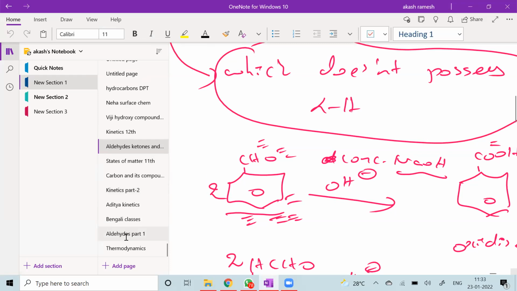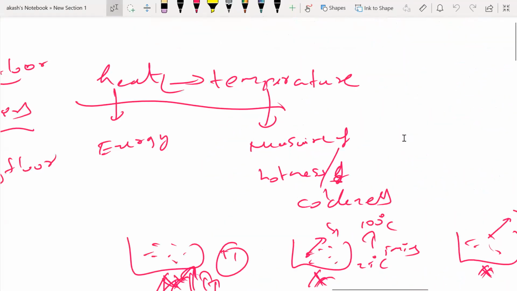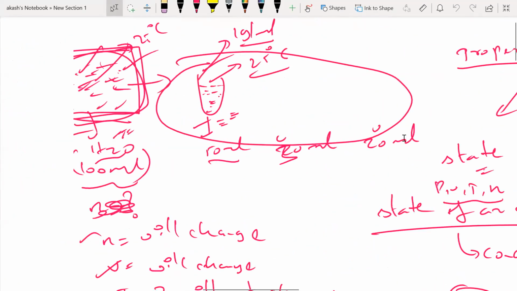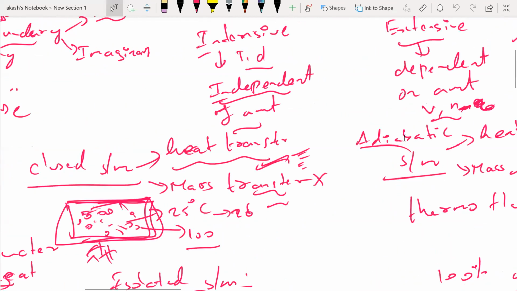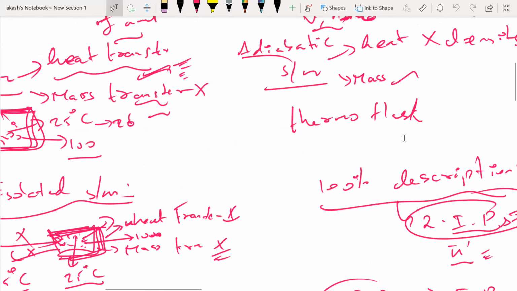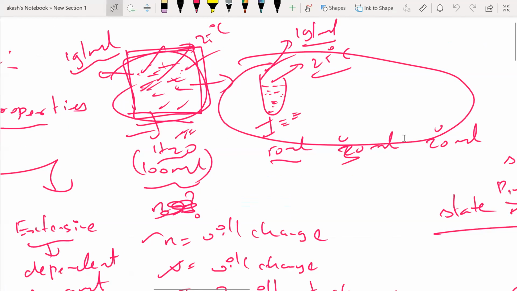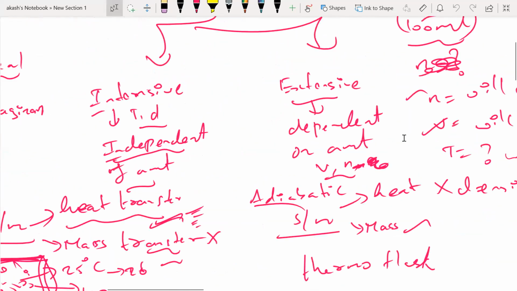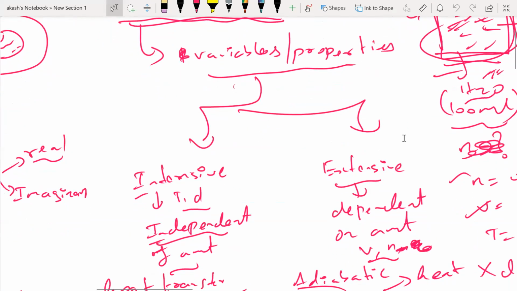All right, so we started with thermodynamics last class, right? So we saw some basic things. What is system, what is surrounding, what are the different types of system we can have: closed system, open system, isolated system, adiabatic systems, right? And then we saw what are the things which are used for description of a system, right? Those are what are called as variables or properties, intensive properties, extensive properties, right?